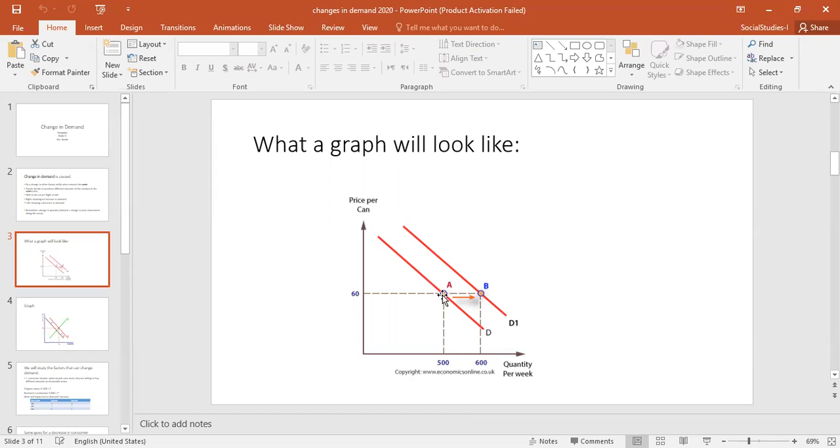And again, if you're moving from A to B, what is happening to your demand? Obviously, as you can tell, the numbers are increasing. That means your demand is also increasing. So whatever happened, whatever that factor was, it made your demand increase.